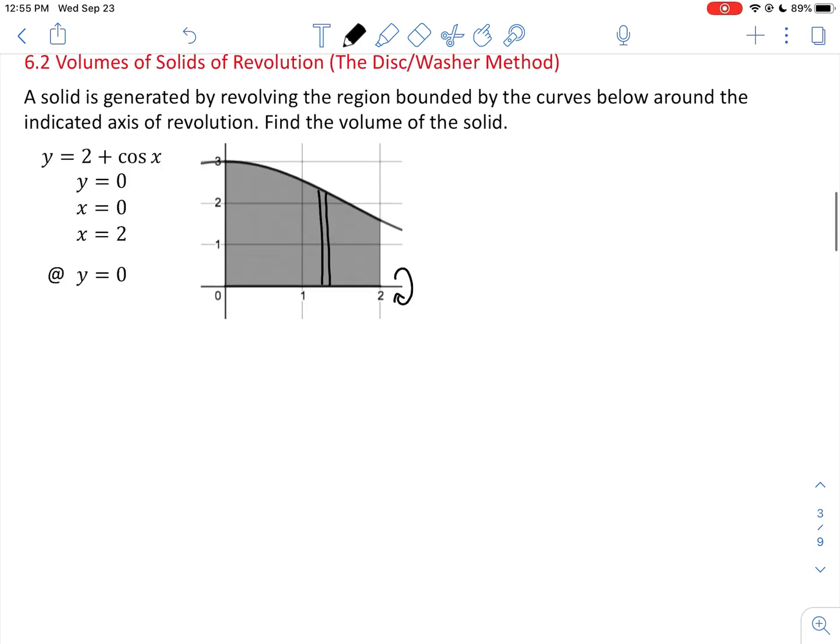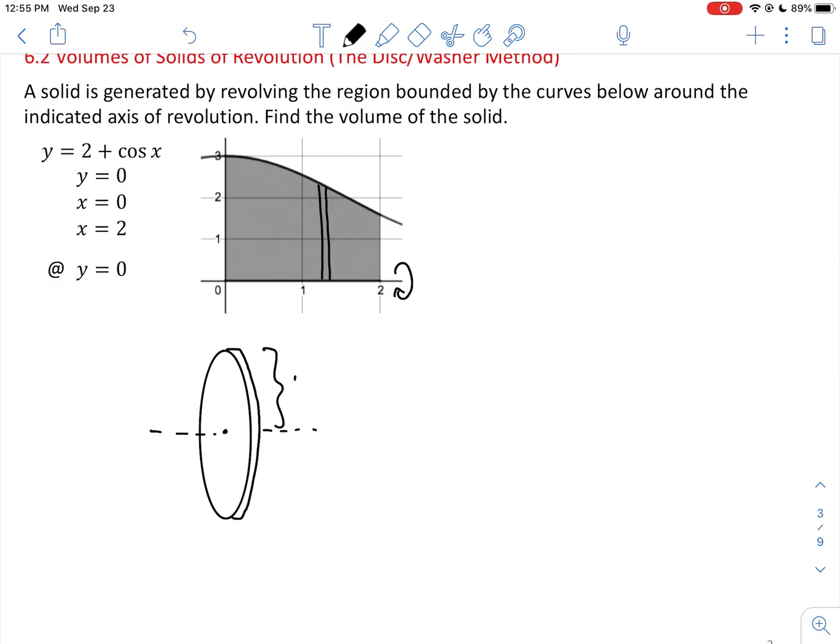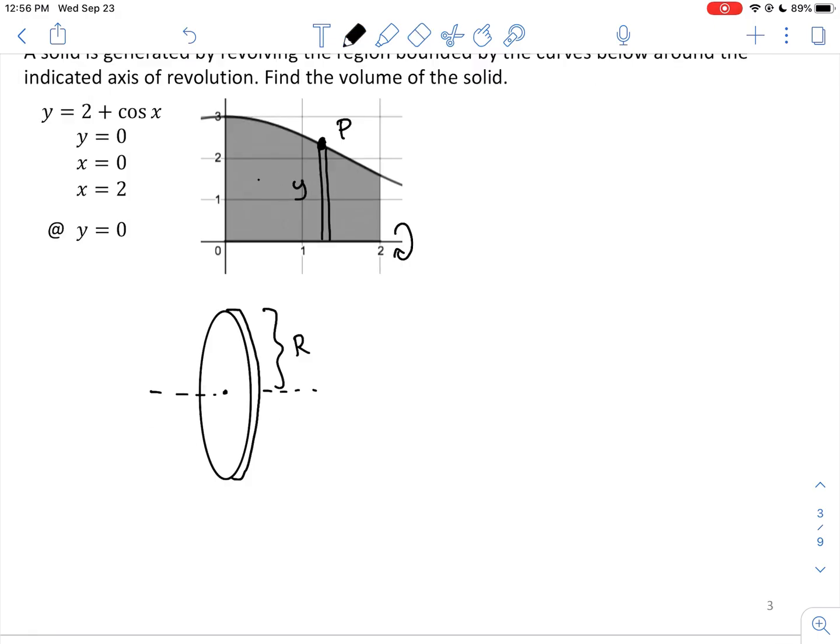So what I like to do is draw an example of one of the disks and then ask myself, okay, well then all I need to know is what the radius of this is. Well, that's given by this length here, which, if this were the point P with coordinates x, y, we're asking ourselves how far is the point P from the x-axis? Well, that's just the y coordinate. So the radius, capital R, is simply the y-coordinate.